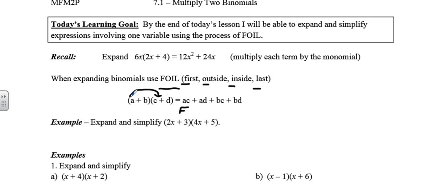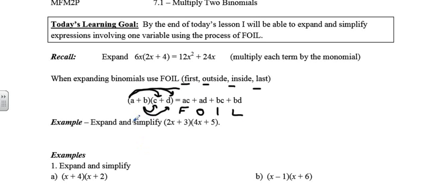Then you're going to take the outside ones. So outside of the brackets, on the very outside part, are the A times the D. So that's going to be your outside. Then you're going to go to your inside letters. So this is B times C. So that's your inside, BC. And then your last are the last ones in each binomial. So that's going to be BD, so L. And you're going to do it in that order as well.